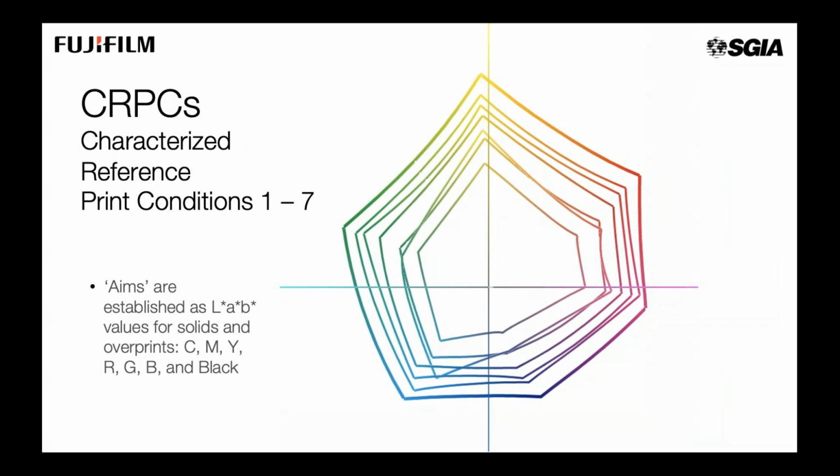Here they are by volume of color space. So you can see here the aims, the pointed corners out here. These are the solids and overprints. So I've got my cyan, I've got my yellow, I've got my magenta, red, green, and blue. And again, they all line up pretty well, and they give me a nice way to predict how I'm going to print and give me a decent target to aim my devices to.